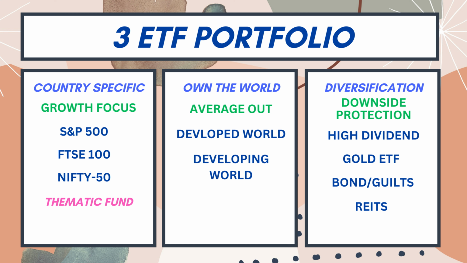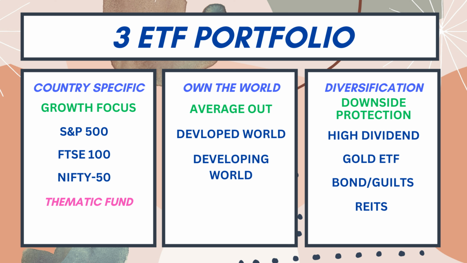Now the first section, which is more for growth focus, so we'll choose country specific indexes such as S&P 500, one of the largest in America, and FTSE 100, which is the UK's top 100 companies, Nifty 50, again the top 50 companies in India. Or you could choose a thematic fund such as IITU, or if you prefer to invest in the defense sector or any other sector, that's all up to you. So this is just not hard and fast. You can choose only one out of these 3, or you can have a 5% allocation into a thematic fund as well.